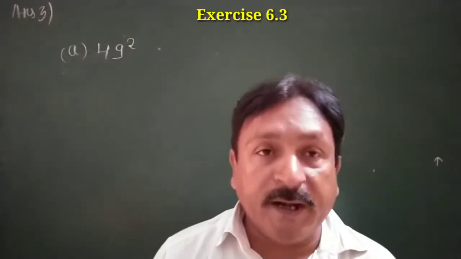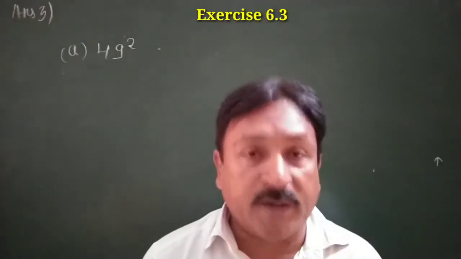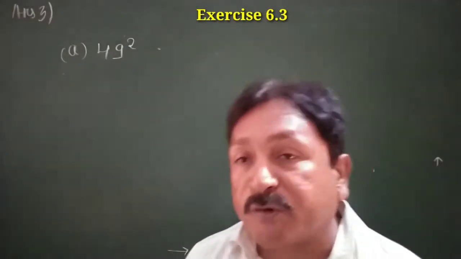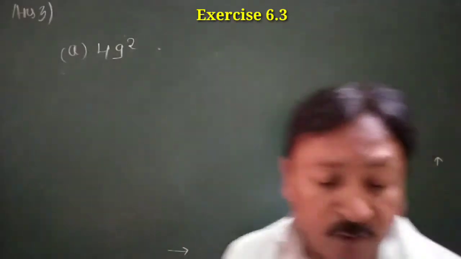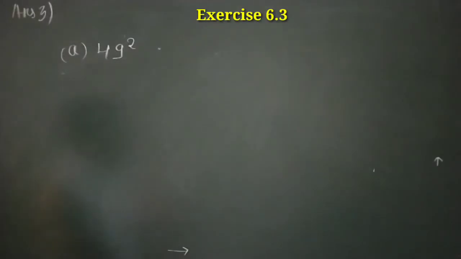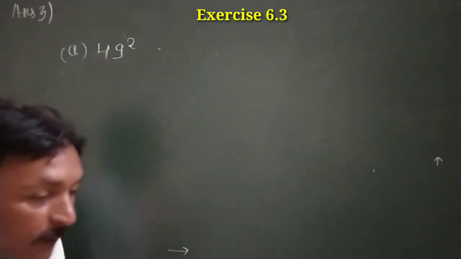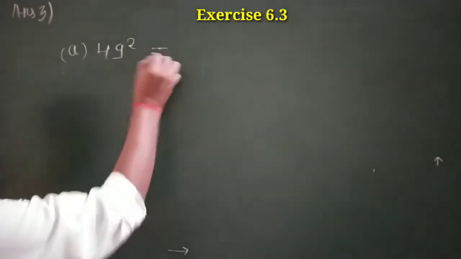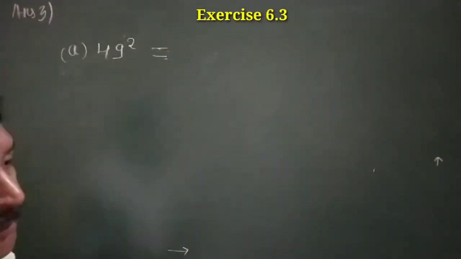Yesterday we had completed question number 2 of exercise 6.3. The concept is already explained, so today we will do question number 3. Just see on the board, we have to find the square of 49, but we have to solve this with the help of an identity. This is not a new thing; we did this kind of problem in class 7 also.